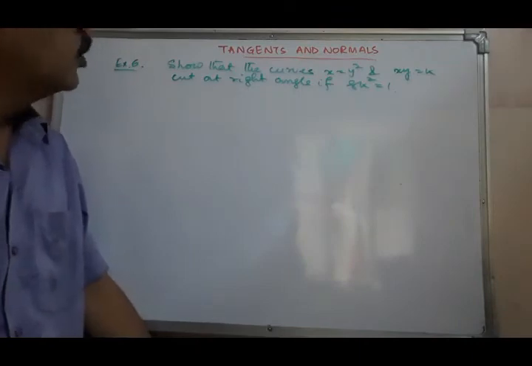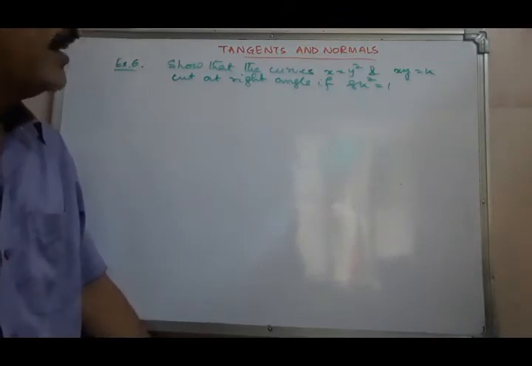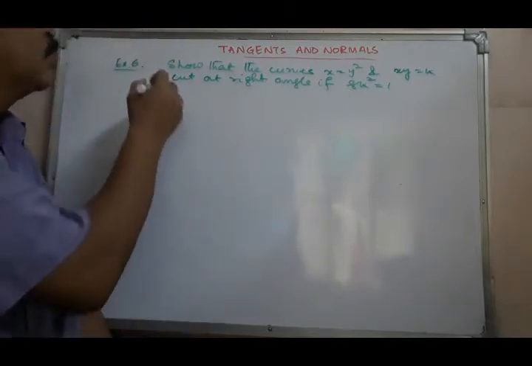Example number 6. Show that the curves x equal to y square and xy equal to k cut at right angle if 8k square equal to 1. Solution.